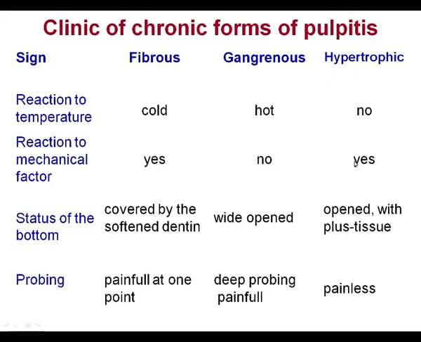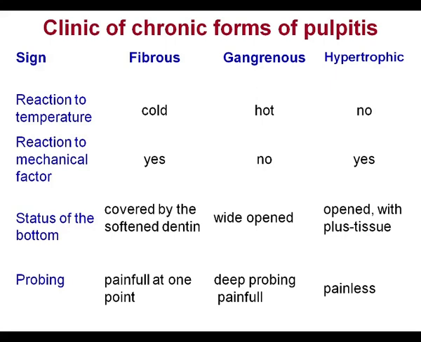And in hypertrophic, there is a reaction due to growing pulp from the communication. As for the status of the bottom, in fibrous, it's covered by softening dentin, but communicates in one or two points. In gangrenous, it's wide open, with wide communication between the caries cavity and pulp chamber. And in hypertrophic pulpitis, it is opened with pulp tissue, it's a pulp polyp.